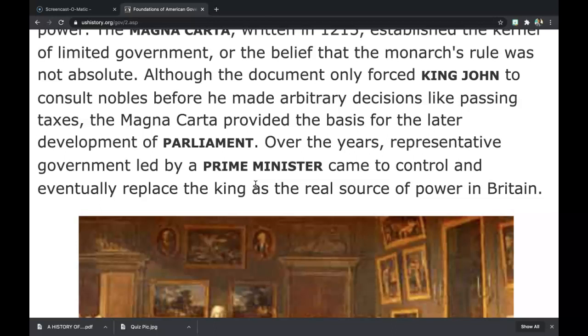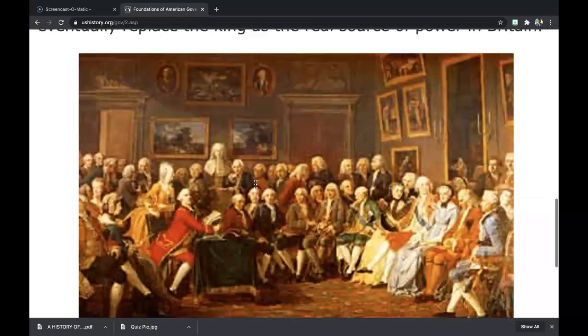Over the years, representative government led by a Prime Minister came to control and eventually replaced the king as the real source of power in Britain.